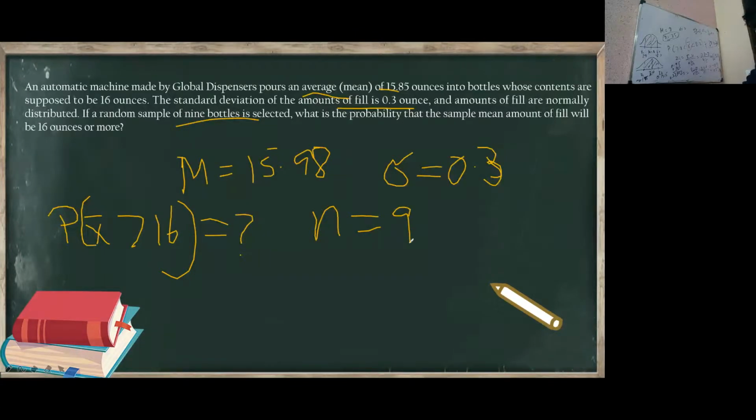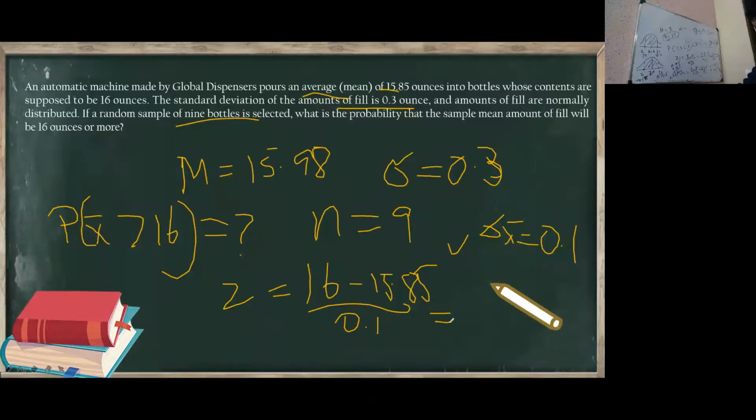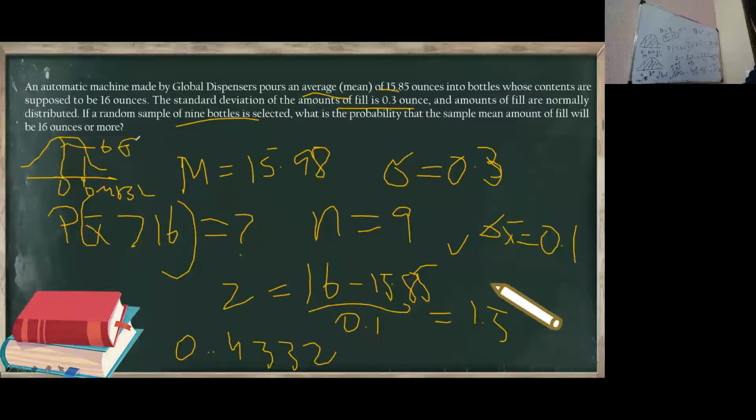Simple. So you have n, you have sigma, so sigma x bar will be 0.3 by 3, so it will be 0.1, right? Put the value 16, so z will be 16 minus 15.85 upon 0.1. And when you solve it, it gives you 1.5. See the table value of 1.5. So the table value will be 0.4332. This is 0 and this area is 0.5. We are interested in this area. So 0.5 minus 0.4332 will give us this area. Do you understand? It's really easy. So it's almost 6.68%.